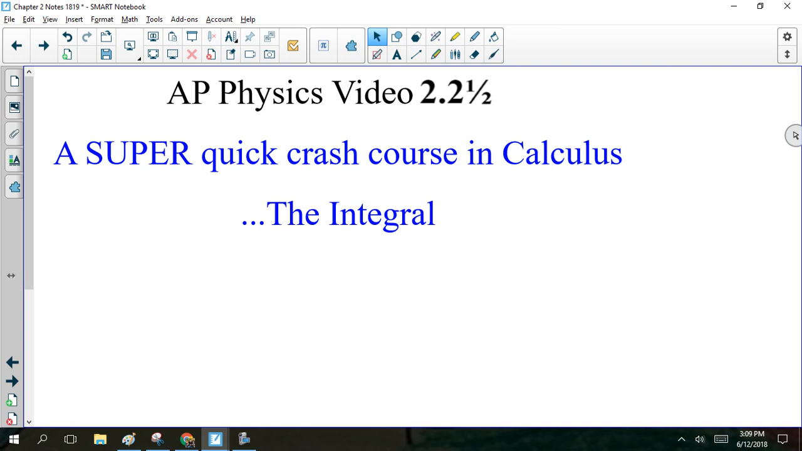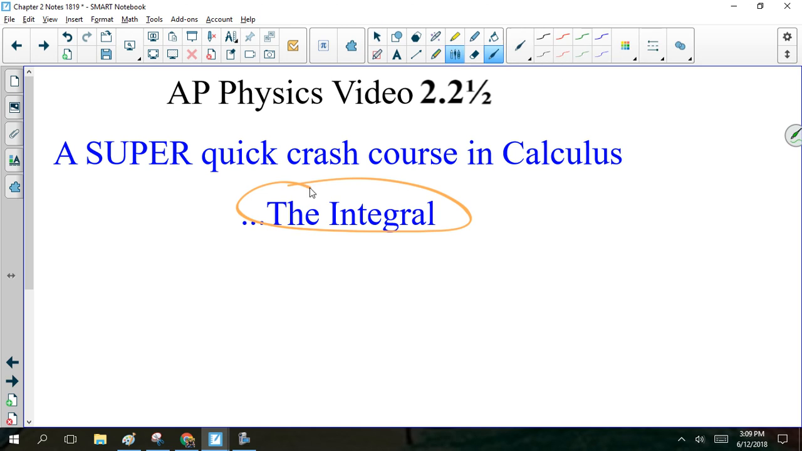2.2.5. So we're going to continue our super quick crash course in calculus, but this time we're going to focus on an integral. Here's the deal. In video 2.1.5, we focused on derivatives. What we learned was that when you take the derivative of a function, it gives you the slope. The integral is going the opposite way. When you do an integral, you're asking yourself, what function would have this function as a derivative?